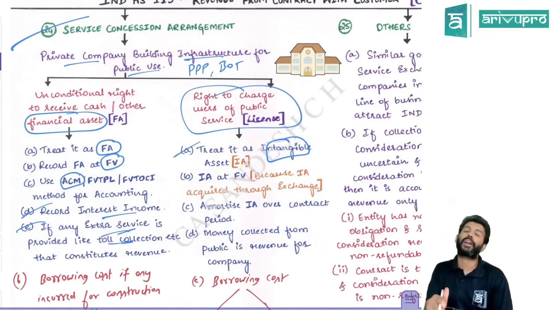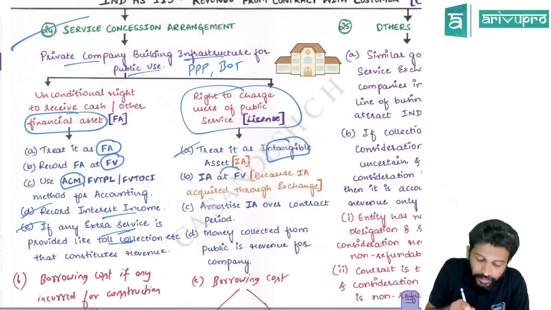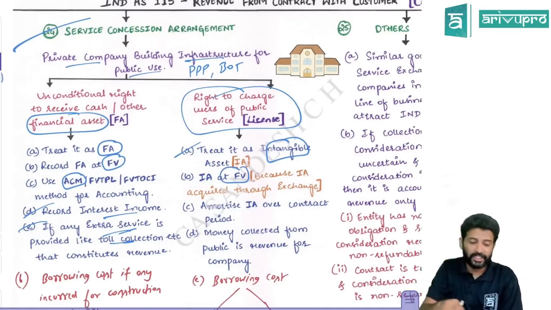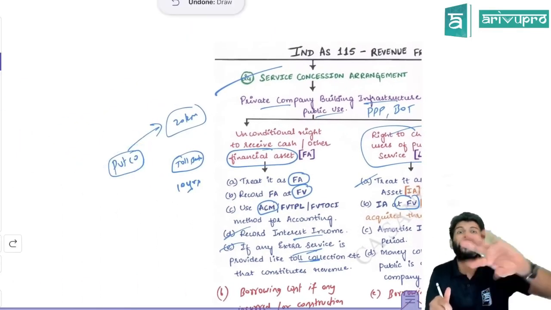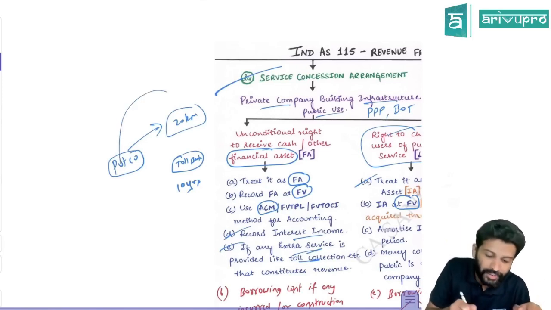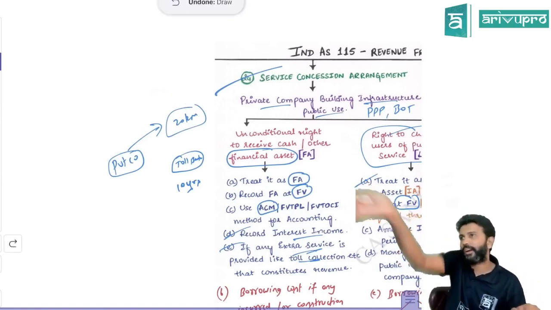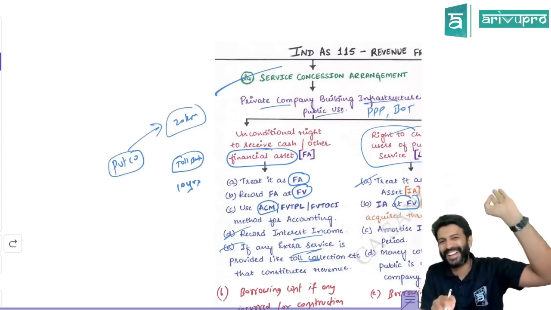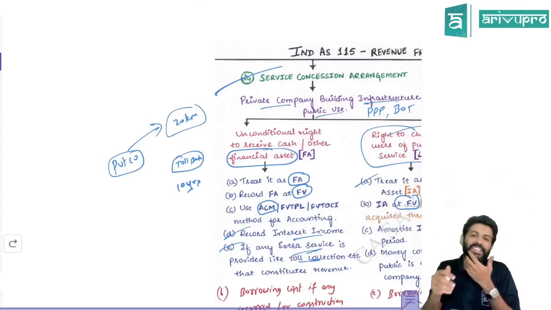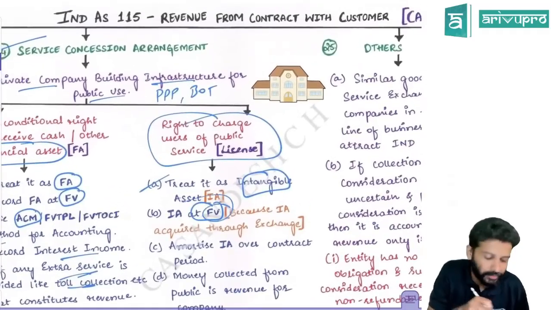Sir, at what value should the license be recorded? This license should be recorded at fair value. Why? Did this private company pay any money to acquire this intangible asset? No. It came as an exchange. The private limited company will build the highway and in return, they will get this intangible asset. That means this is an exchange. We already studied the exchange scenario, right? Whenever there is an exchange, as a thumb rule, you have to record it at fair value. So the intangible asset will be recorded at fair value.